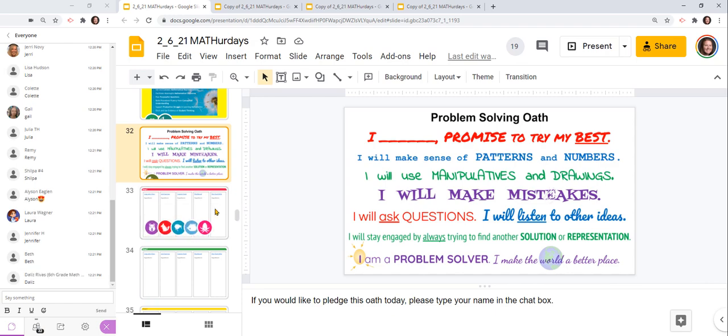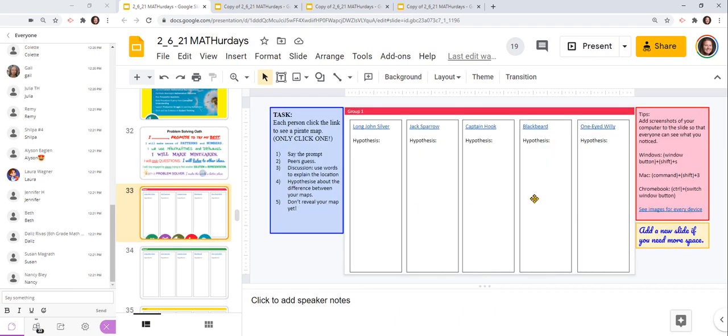So today's task is a little different from other ones. I had a lot of fun making this. One of the teachers in a previous Mathurdays said, my students are learning to plot on the coordinate plane, and this is always a little bit of a tricky subject for us. So the activity that I have today is where each person in your group will look at a different pirate map. You don't want to look at the other person's, so just look at your own. Resist the temptation to share your screen, and on your own, you're going to have a prompt.